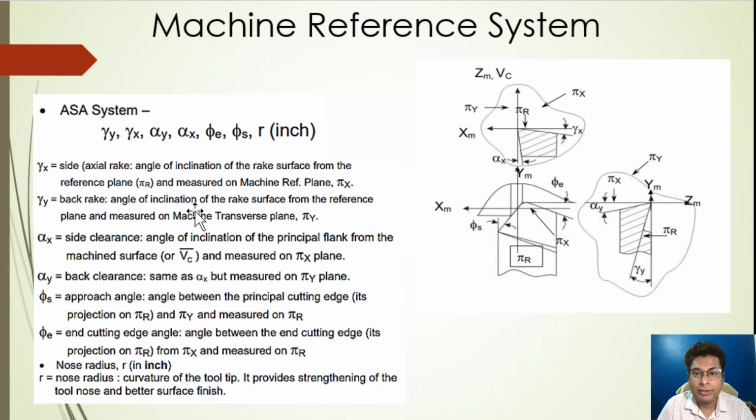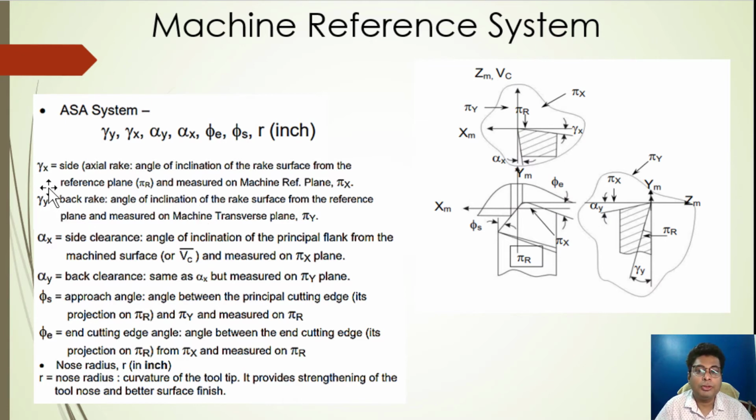The first one is gamma y. Gamma y is the back rake angle, that is, the angle of inclination of the rake surface from the reference plane, measured on the machine transverse plane, that is pi y. I'll be showing this to you in a nice animation after this slide.